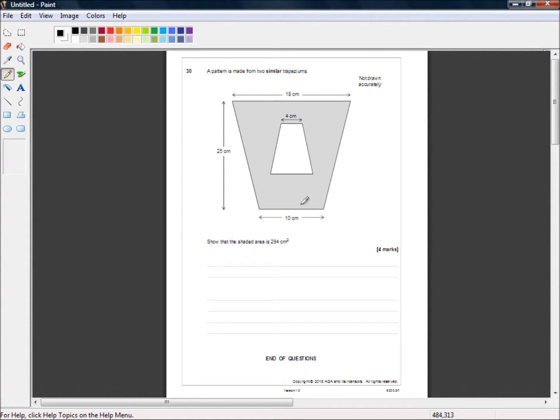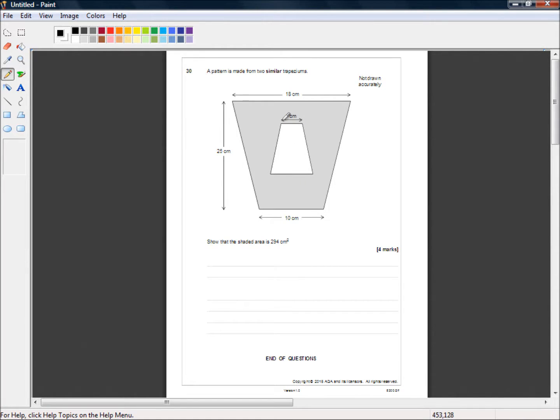Okay, now the understanding of similar is that the lengths are going to be in proportion to each other. So the ratio of this length to this length is the same as the ratio of this length to this length, which is the same as the ratio of this height to this height. So this is just a scaled down version of this, but inverted.